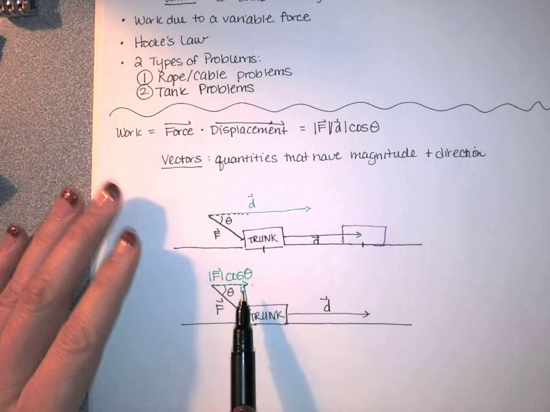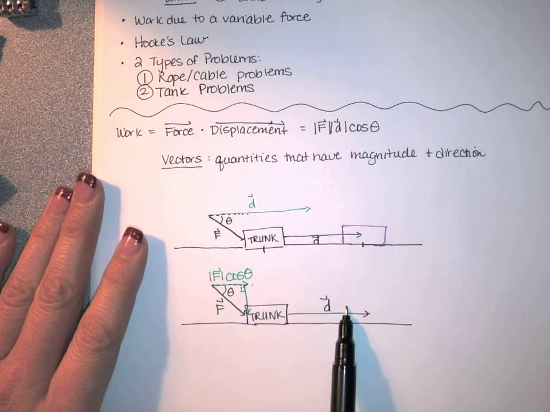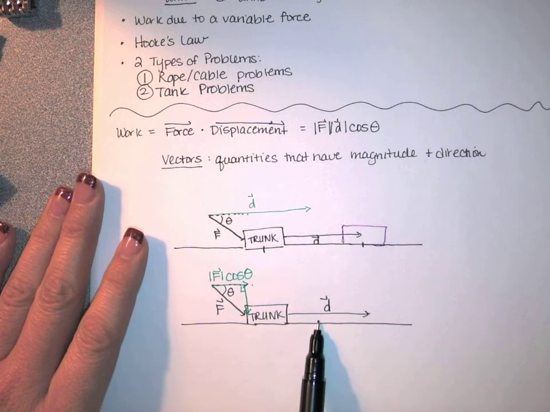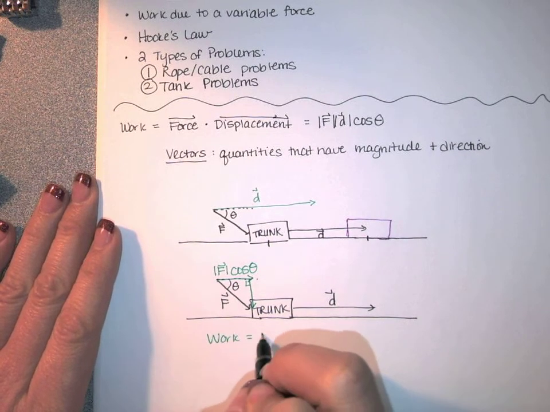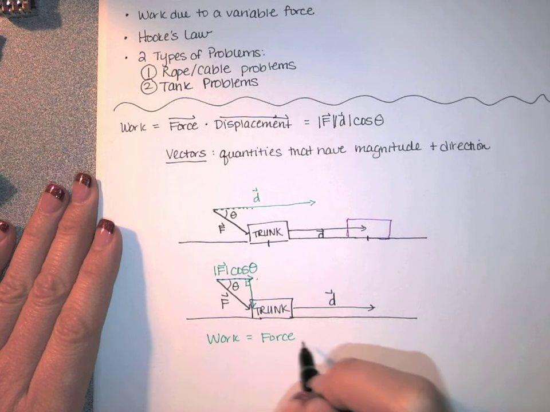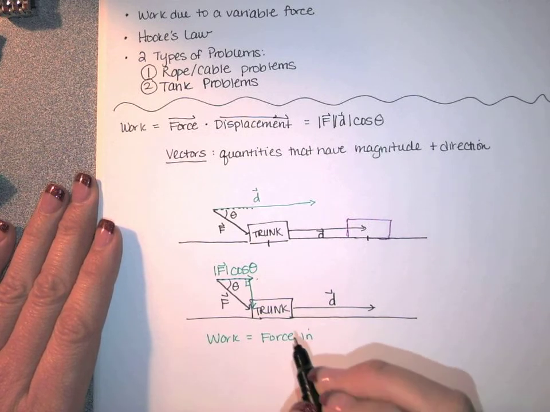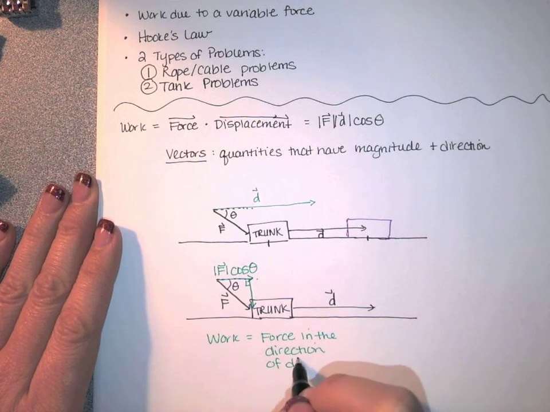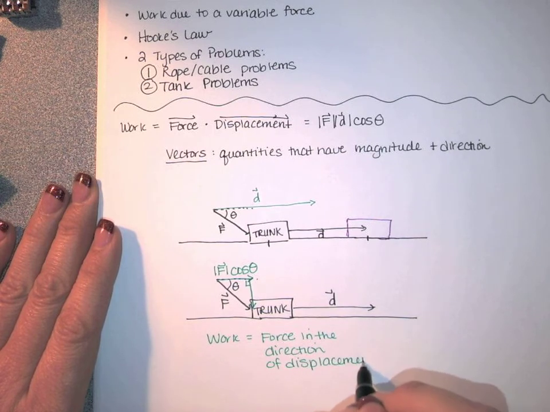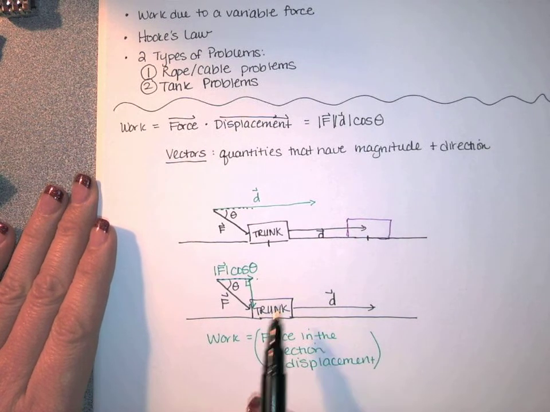But you can look at it this way. We're taking the magnitude of the force that's acting in the same direction as the displacement, multiplying those, and calling that the amount of work done. So work is force, and I'm going to say in the direction of displacement for right now, times the distance that the trunk, or that displacement, is moving us through.